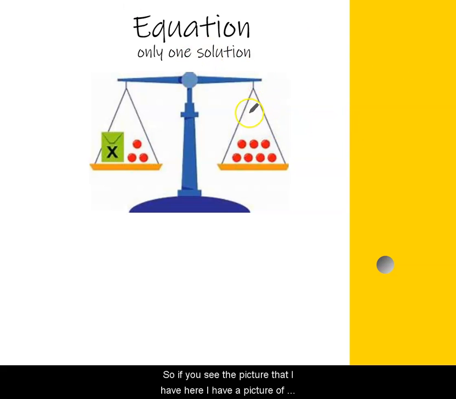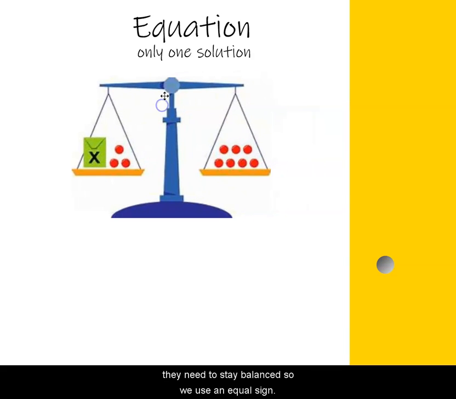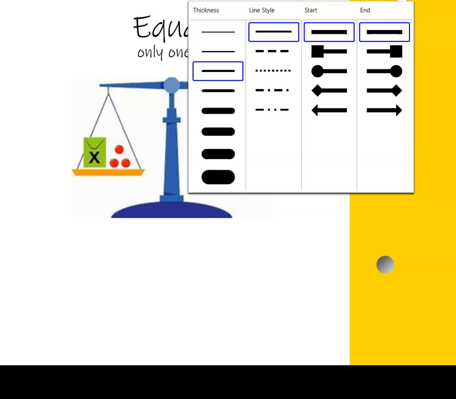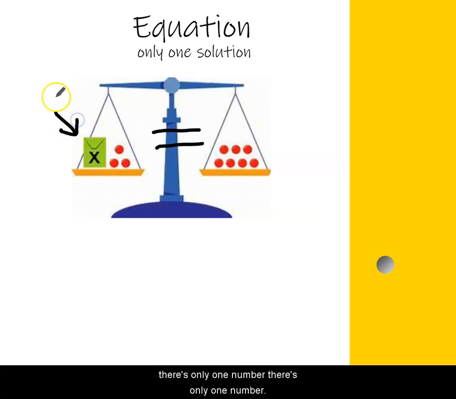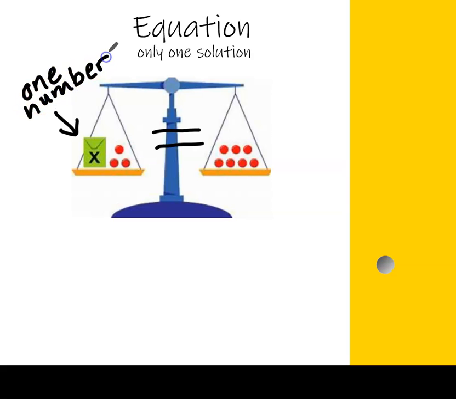If you see the picture that I have here, I have a picture of an equation. It's a scale balance, and with equations they need to stay balanced, so we use an equal sign to show that they're balanced. In this equation, there's only one number that would keep this scale balanced.